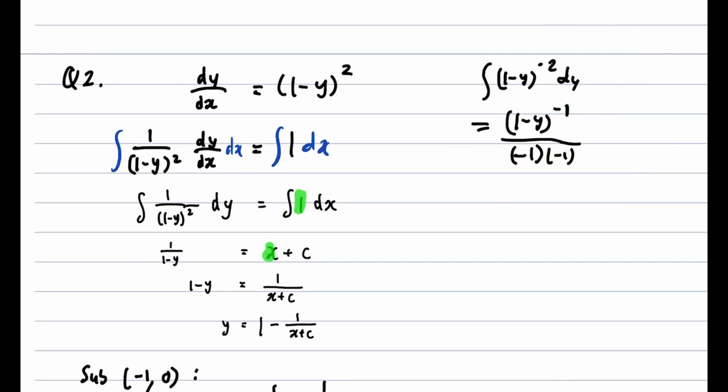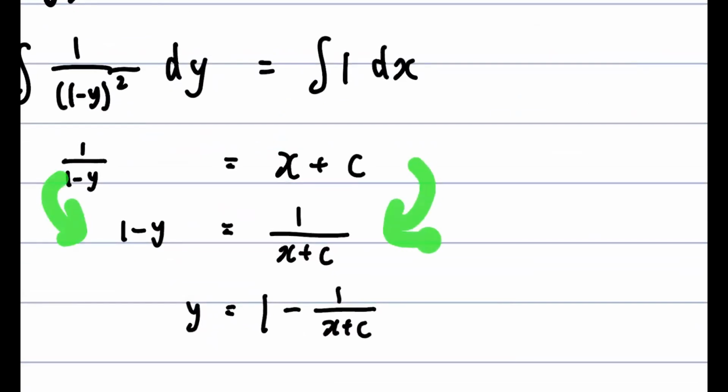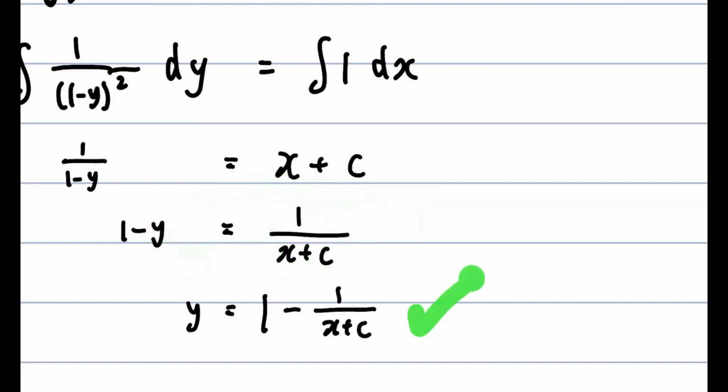Then integrate 1, I get x. Don't forget the plus c. Then how do you make y the subject? First, I flip the fraction on both sides, and then I make y the subject. Okay, minus y bring over become plus y. 1 over x plus c bring over become minus 1 over x plus c. This is my y. But note that there is still a c.